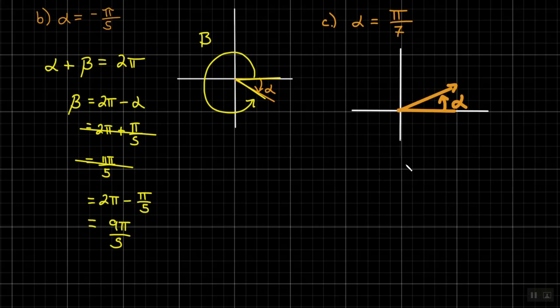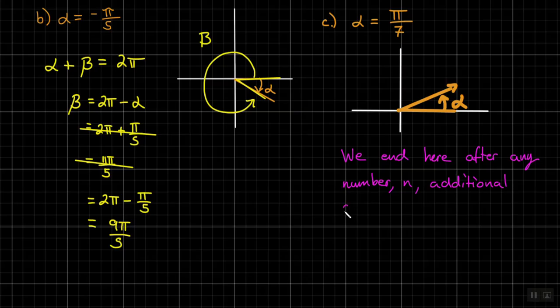So check this out. This comment, I want you to have this in here because I can tell by the looks in your eyes you don't love this idea, but that's okay. Check it out. We end here after any number, and we'll just call it n for now, n additional circles. If I want to end at the same spot, give me some number of circles to do, and I can do it, and I'm still pointing in the exact same direction. Does that logically sound okay to you? Additional circles, or if you'd rather, rotations of 2 pi.